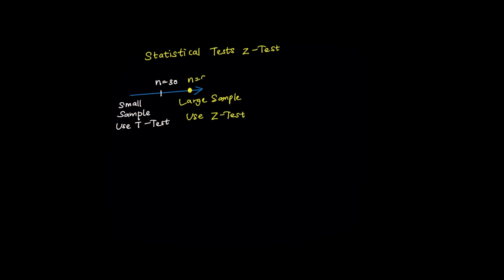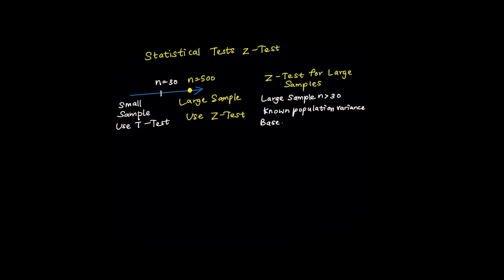It's specifically designed for situations where you have a large sample size, typically defined as greater than 30, and you know the population variance or standard deviation. With 500 patients, we're well above that 30 threshold. The z-test is based on the standard normal distribution, that classic bell curve, and it's more powerful than t-tests when these conditions are met, because it makes fewer assumptions and uses the known population parameters.